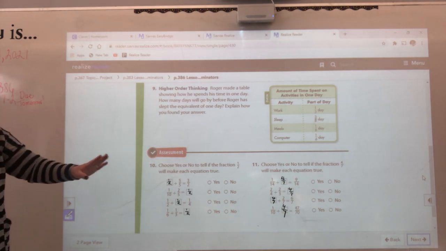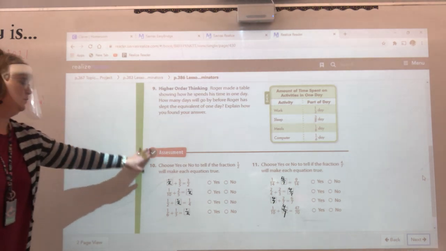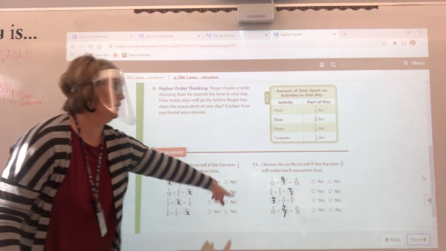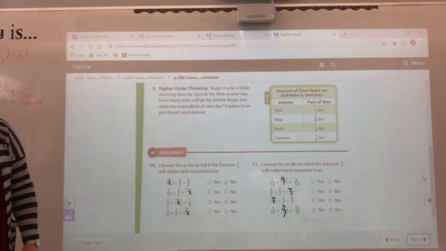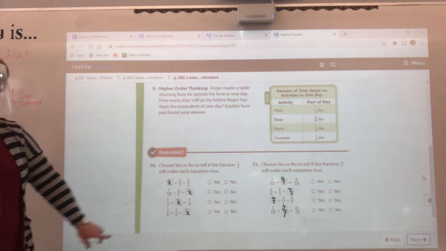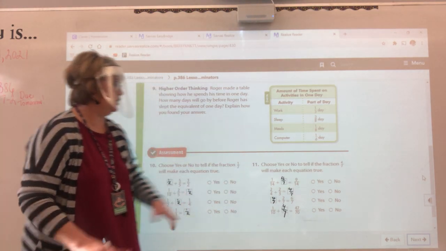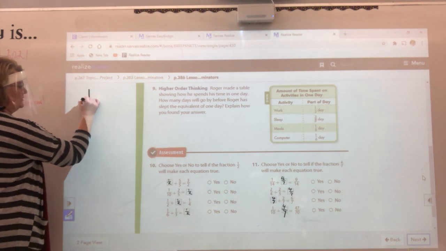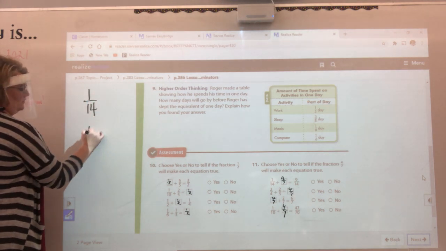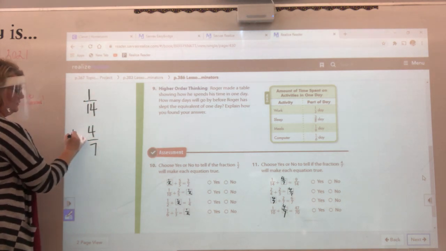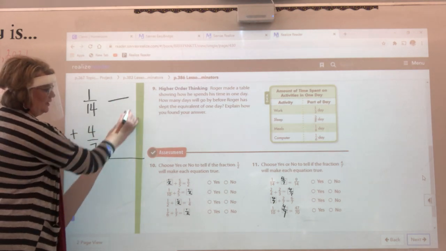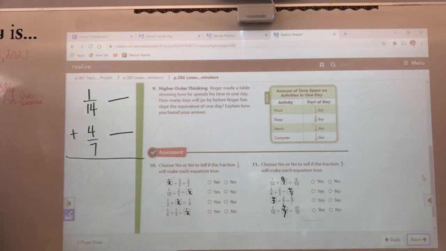So I don't care which one you pick, Kiara. Pick one on 10 or 11. It doesn't matter which one you want to do. The first one on 11. She wants to pick the first one on 11. Are y'all tracking with me? So on your paper, write 1/14 and 4/7. We're adding, and we're going to see if we get the answer of 9/14.